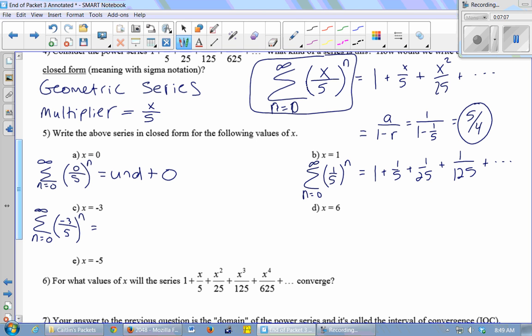If I start plugging in some values for n, when I plug in a 0, I get 1. When I plug in a 1, I get -3/5. When I plug in a 2, I get plus 9/25. And when I plug in a 3, I get minus 27 over 125.